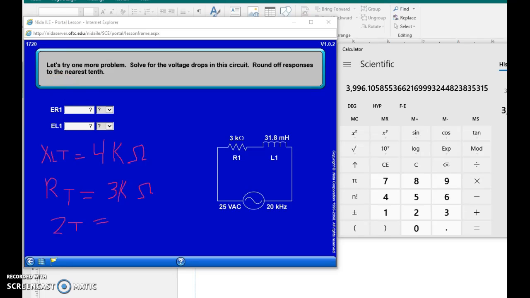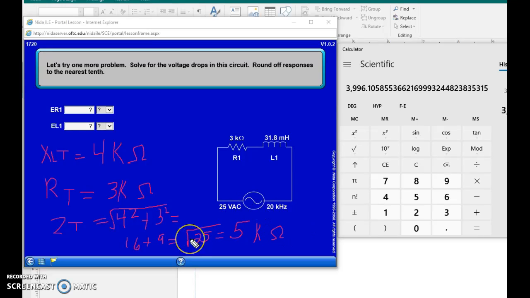So I'm going to come over here and we're going to square each one of those. So we're going to say 4 squared plus 3 squared. That's going to equal 16 plus 9, which equals 25. And we have to get the square root of all of that. I forgot to write the square root here, and so it's going to equal 5K ohms. So ZT is equal to 5K ohms.